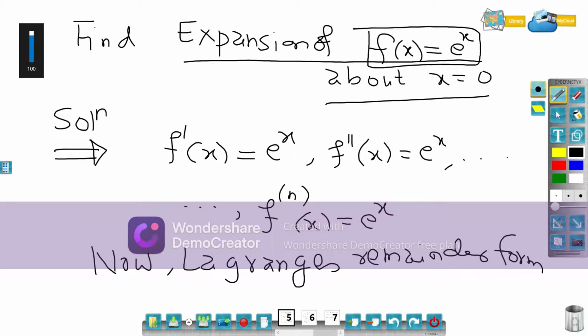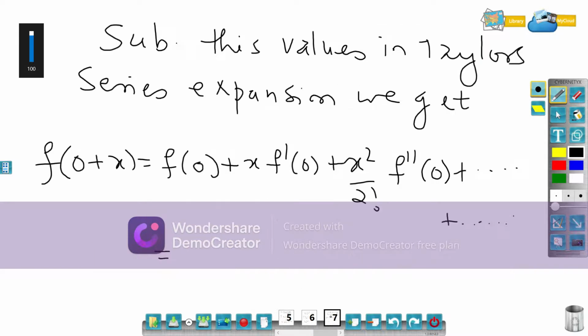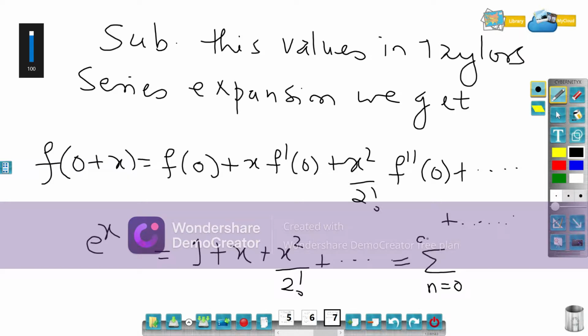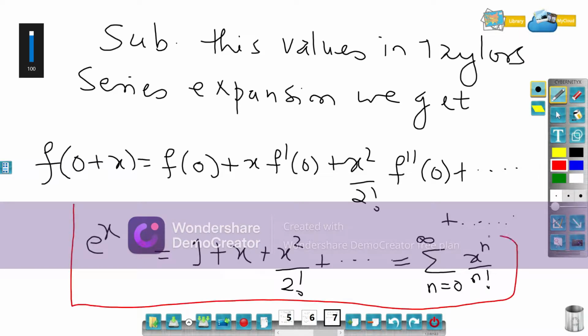So e raised to 0 is always 1, and hence for all derivatives f dash 0 is 1. So it is 1 plus x square by 2 factorial plus so on and so forth. So we got an expansion for e raised to x. It is summation n goes from 0 to infinity x raised to n upon n factorial. So many a times instead of writing e raised to x, we will write it as summation n goes from 0 to infinity x to the power n upon n factorial.